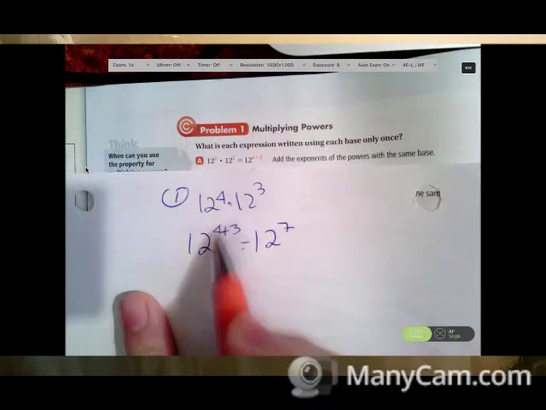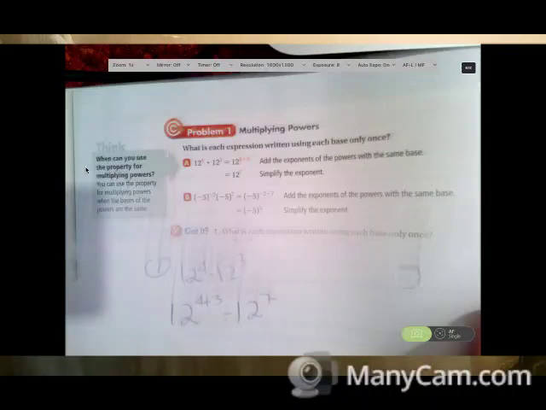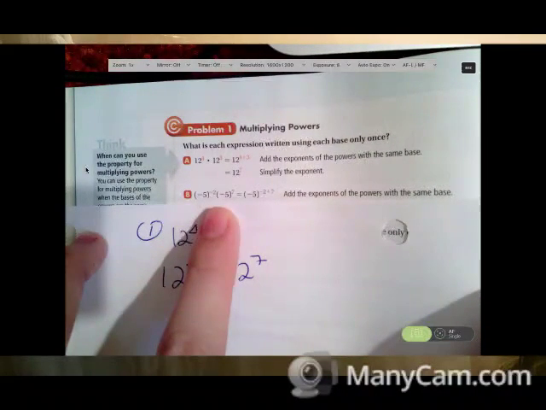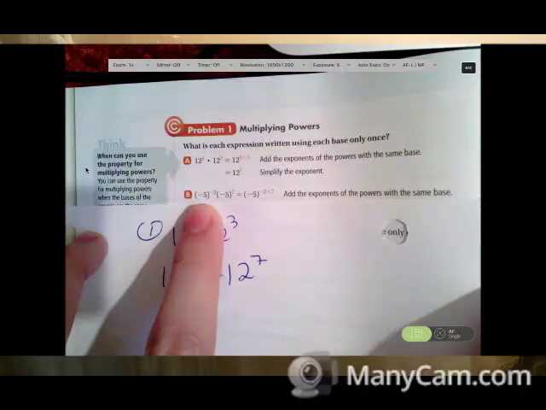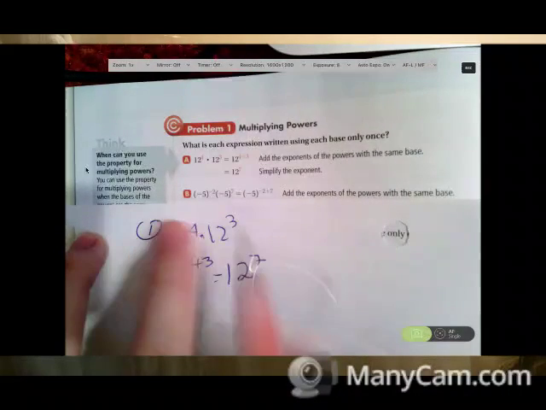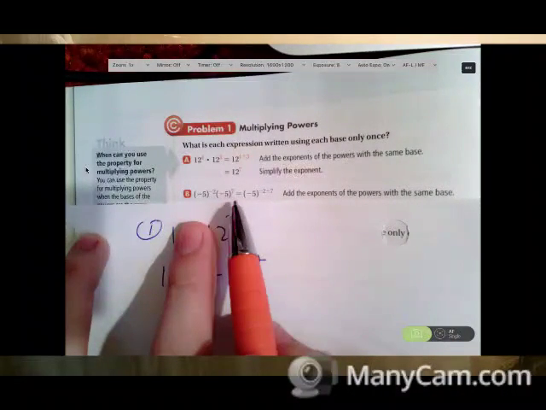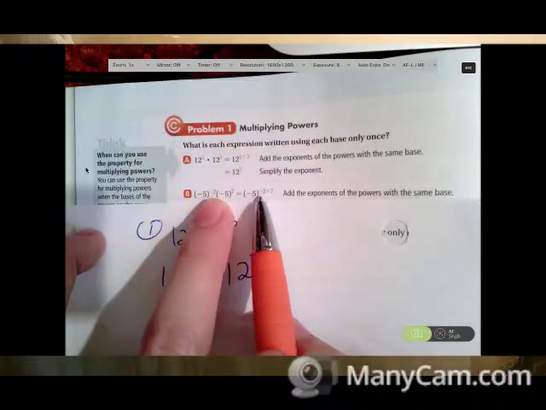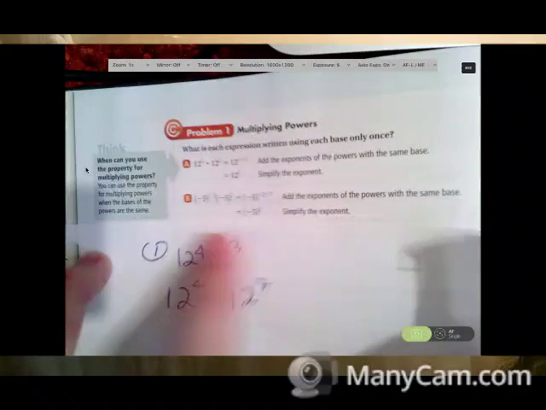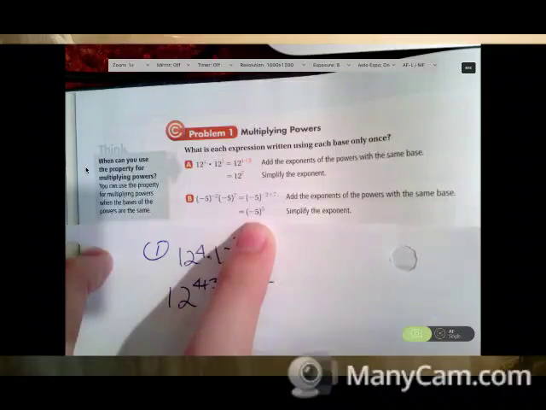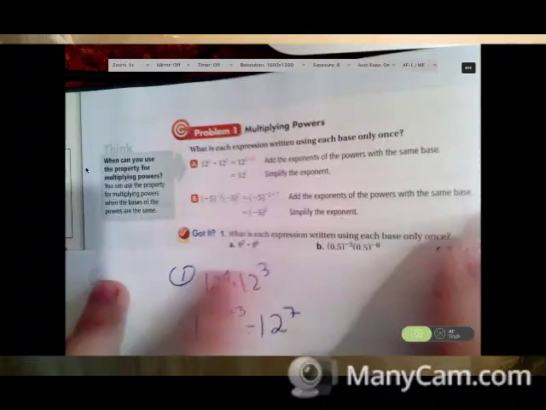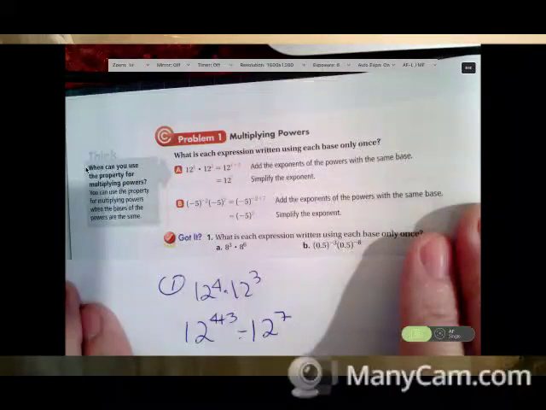Do not multiply these two, we are adding, right? So same thing with a negative one. Negative 5 to the negative 2nd times negative 5 to the 7th. You're going to do negative 2 plus 7. So that's going to be negative 5 to the 5th power. All right, so try letters A and B.